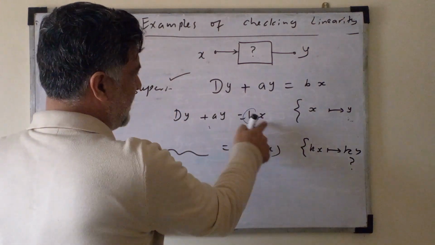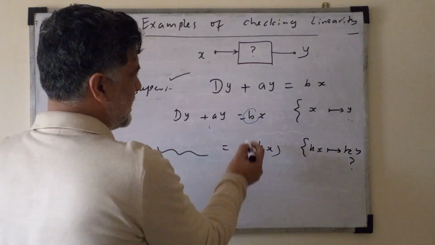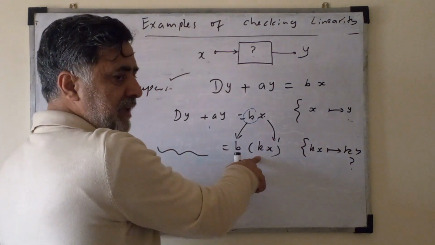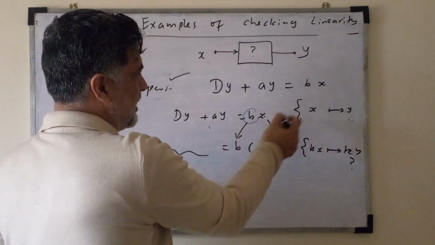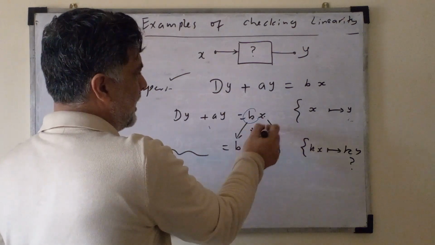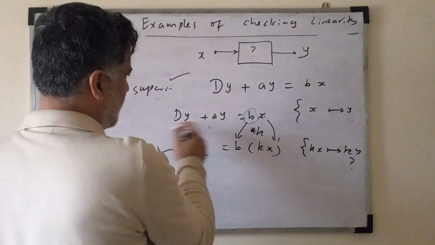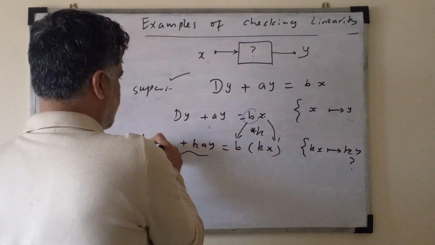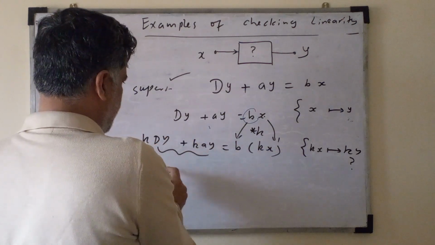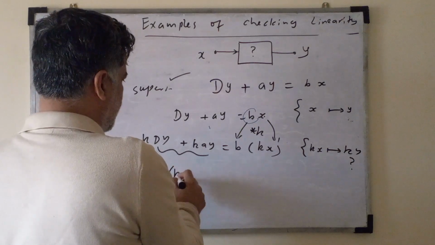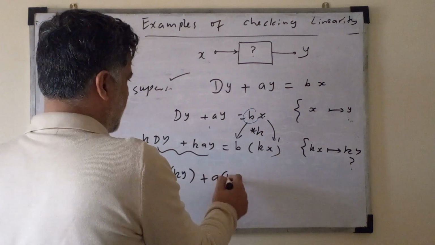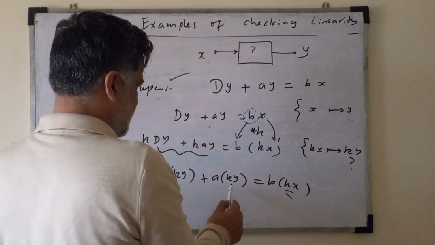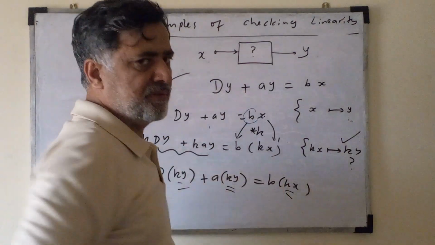So how do I go from bx to kbx? Let's say I start with bx, and I'm writing this k from my side. So I have multiplied the right hand side by k. I have to do the same on the left side, so it will be k times Dy plus k times ay. I can rearrange this in such a way that D of ky plus a times ky equals b of kx. So you see, kx maps to ky. So it's very easy, right?